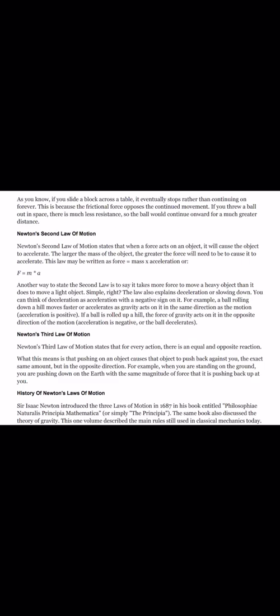For example, a ball rolling down a hill moves faster, or accelerates, as gravity acts on it in the same direction as the motion. So as you're pushing a ball up, gravity is pushing the ball back in a negative way. So it's negative. If the ball is rolled up the hill, the force of gravity acts upon it, and the acceleration is negative, or the ball decelerates.